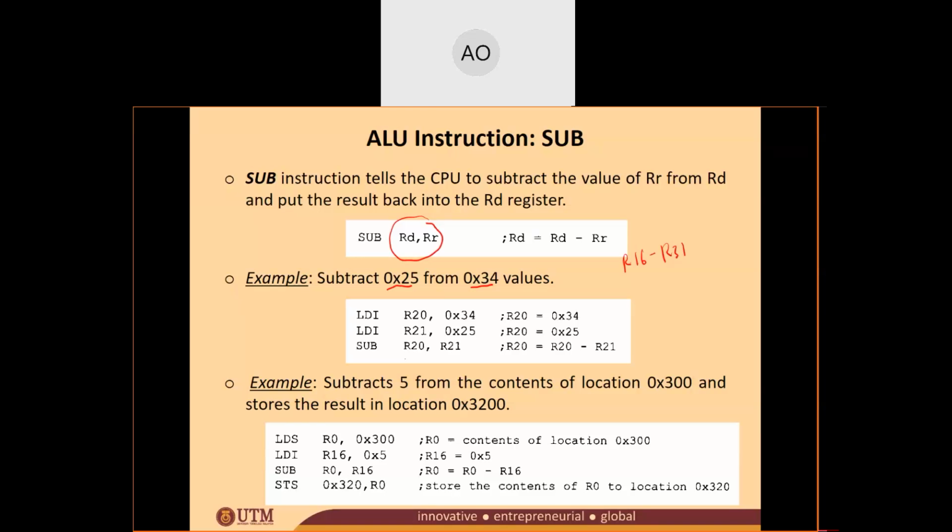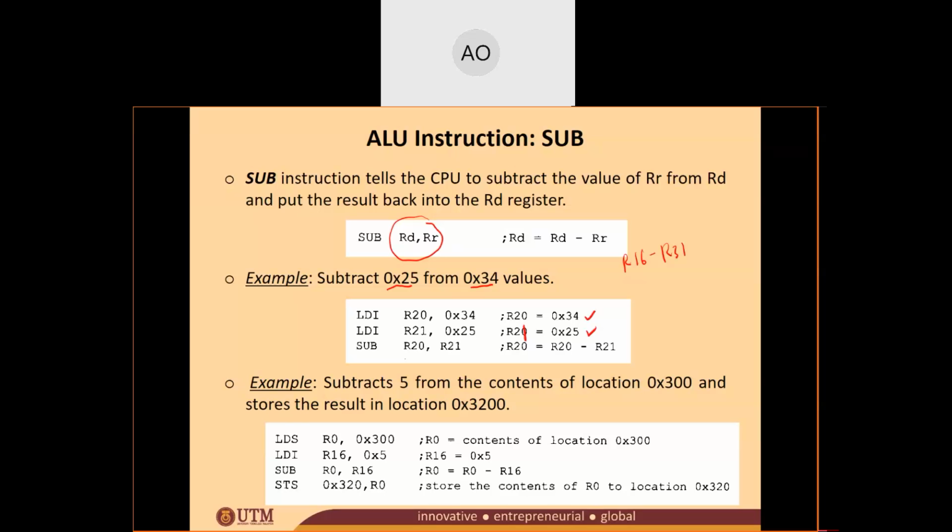Why? Because these two numbers are immediate data, so we're going to use the LDI instruction. So LDI R20, 34 and LDI R21, 0x25. After you execute these instructions, R20 now has 34, and R21 has the 0x25 value. Then after that you can use the SUB instruction: SUB R20, R21.